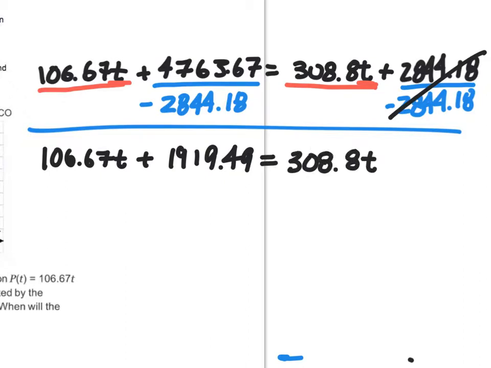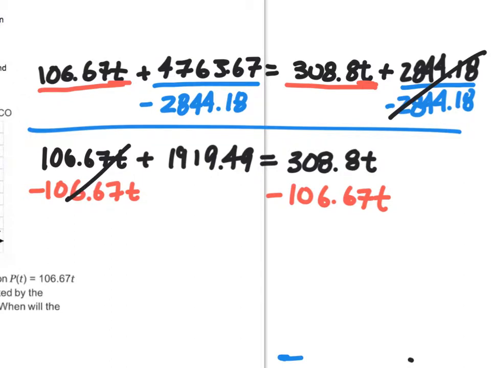308.8t. All right. Now I'm going to subtract my term with my variable, 106.67t, from both sides. When I take something and subtract itself, it cancels out and goes to 0. But if I take 308.8 minus 106.67, that's going to give me 202.13.